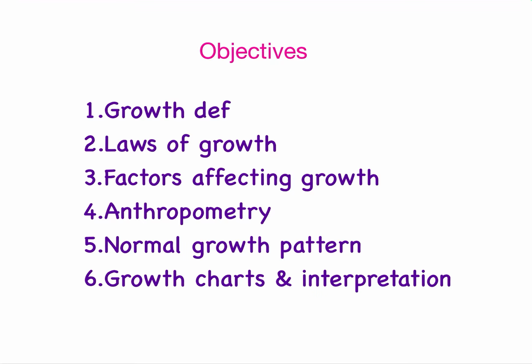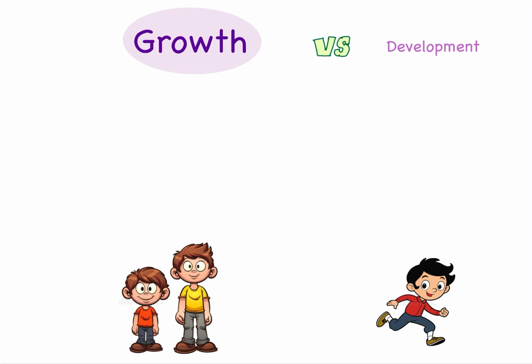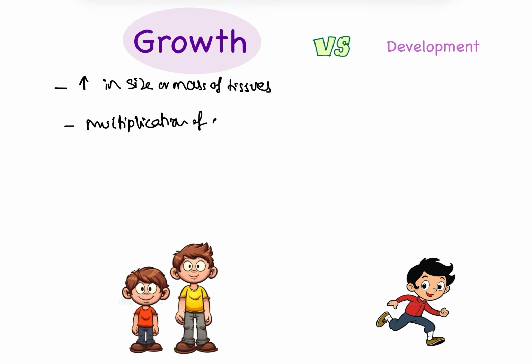The objectives are growth definition, laws of growth, factors affecting growth, anthropometry, normal growth pattern, growth charts and interpretation. What is growth? Growth denotes net increase in size or mass of tissues. This occurs by multiplication of cells and increase in intracellular substance.